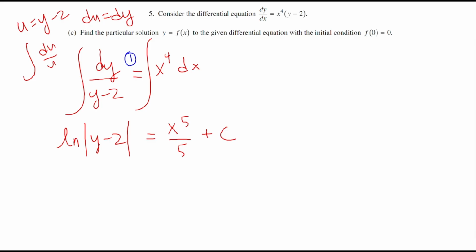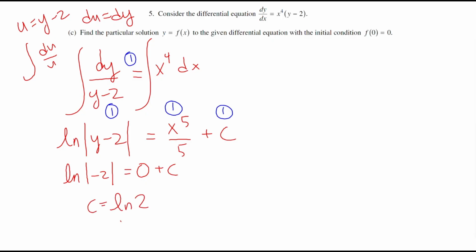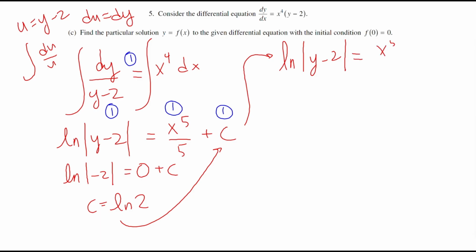And they'll give you, for this problem, 1 point for this integral, 1 point for this integral, and back in 2004, they used to give you 1 point just for writing plus c. Pretty generous. Now we're going to plug in 0, 0. So we get the natural log of the absolute value of negative 2 is 0 plus c, or our constant is ln of 2. We'll take that and plug it in here. So what we get is the natural log of the absolute value of y minus 2 is equal to x to the 5th over 5 plus that constant ln 2. You get another point just for finding that c and plugging it in.